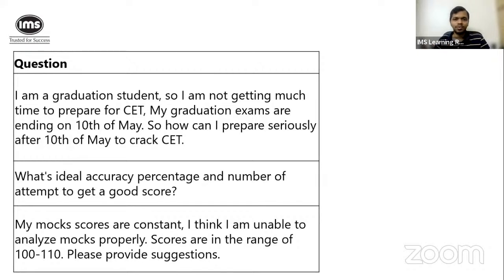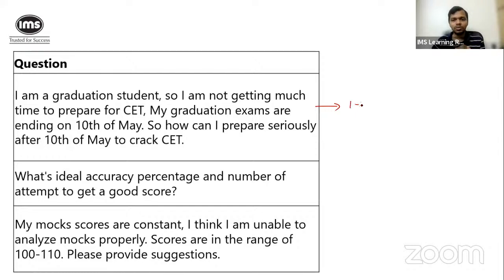Ideally your preparation should have started much earlier if you're thinking of CET of this year. Let's say you haven't done anything. I would still recommend that, see, your college exam is important. So there's no denying that. You have to prepare for college exams really well. Make sure that you get a fantastic graduation score.